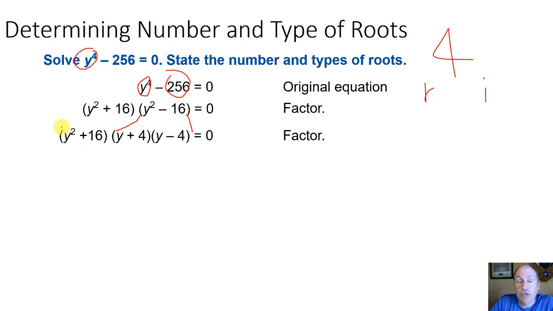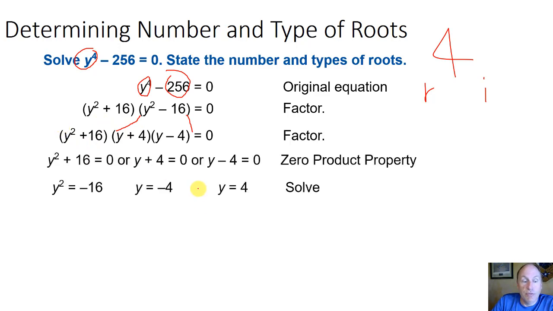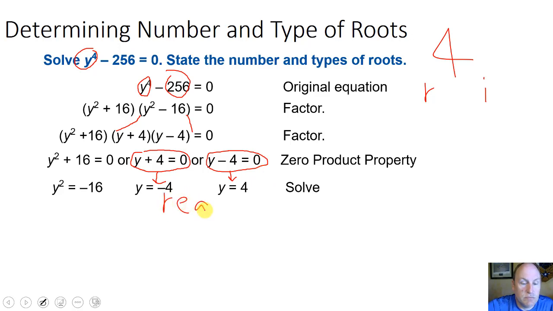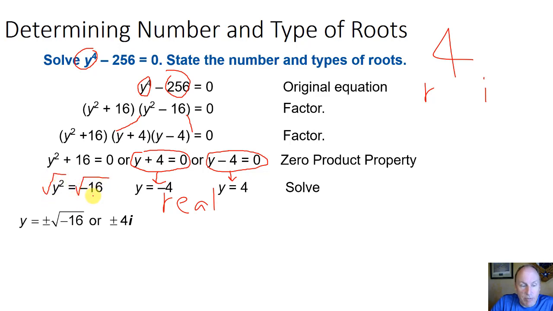And so that leads us, using the zero product property, eventually to 4 solutions. So on the real side, either y plus 4 is 0 or y minus 4 is equal to 0, which leads us to these 2 real solutions. So these are our real solutions, negative 4 and positive 4. We have to go a step further with y squared equals negative 16. When we take the square root of both sides, and we remember our properties of imaginary numbers, the square root of negative 16 is going to be plus or minus 4 times i. So it turns out these 2 roots, 4i and negative 4i, are our imaginary roots.